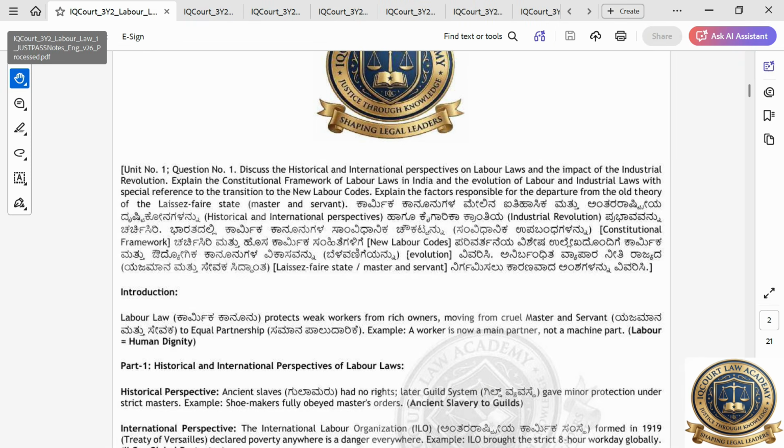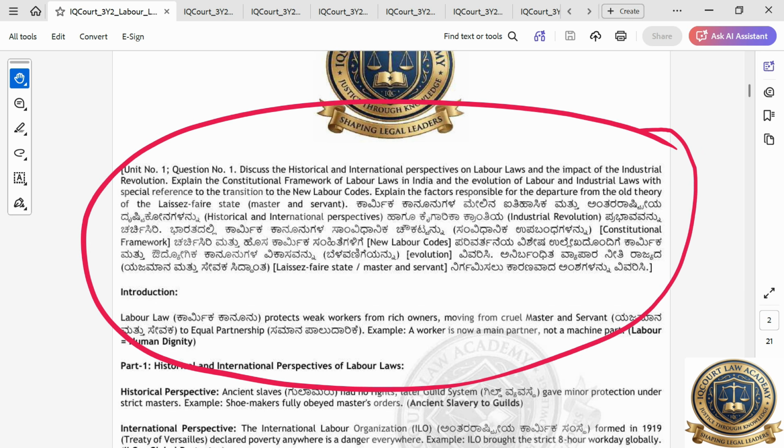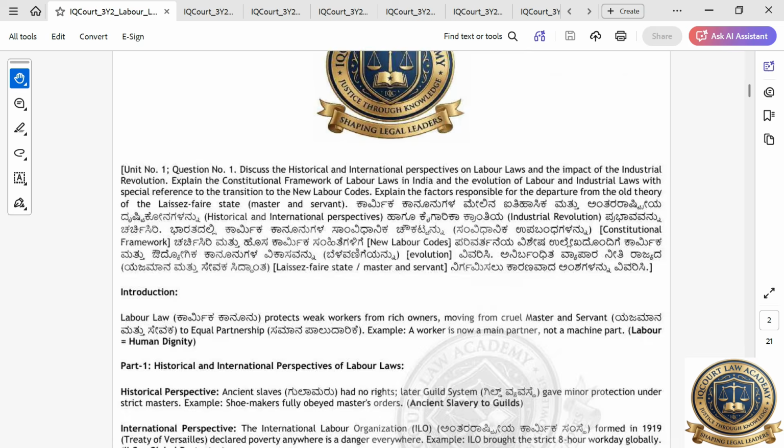This is the just pass study material. We have combined the questions which they may ask in a different way. The examiner may twist the question or ask it differently, but still we need to write the same answer. So we have combined the questions and we are providing the answers to the important questions.